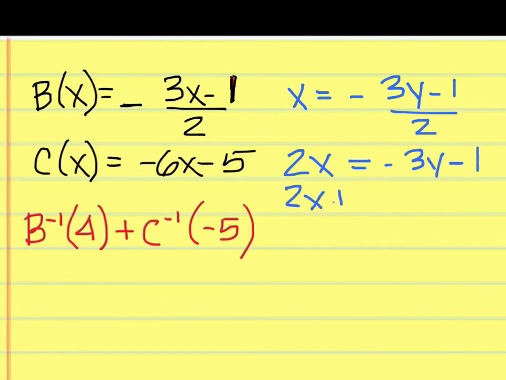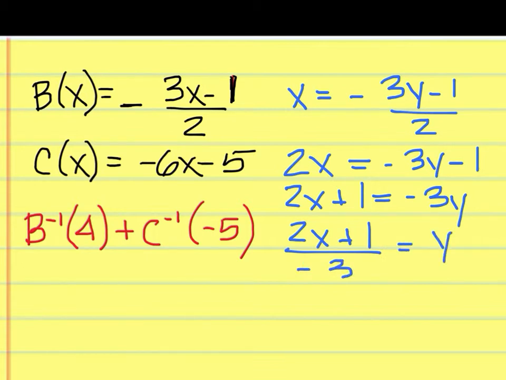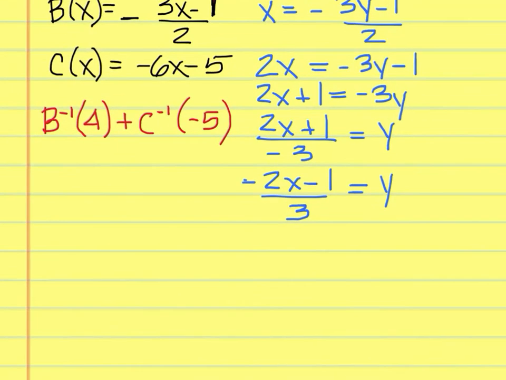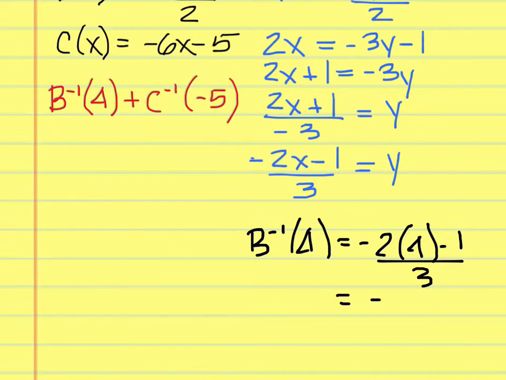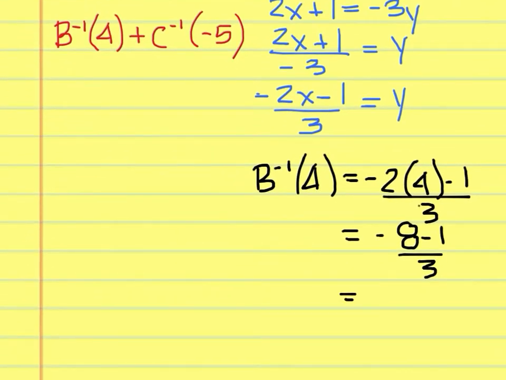Now we'll have 2x plus 1 equals negative 3y, and then divide this by negative 3. But it should be negative 2x minus 1 over positive 3. And for that, we have to find 4. So if we put in a 4 here, we will have the inverse of b of 4, and that's going to be a negative 2 times 4 minus 1 over 3, which is negative 8 minus 1 over 3. And this looks like it's going to work out neatly to be negative 9 over 3, which is a negative 3. Let's hold that one.